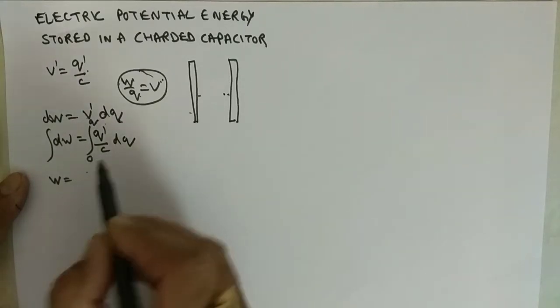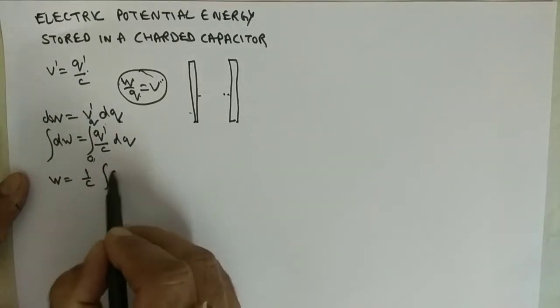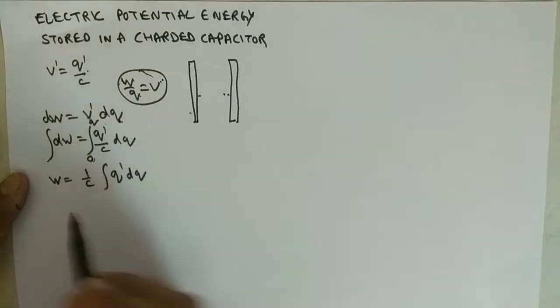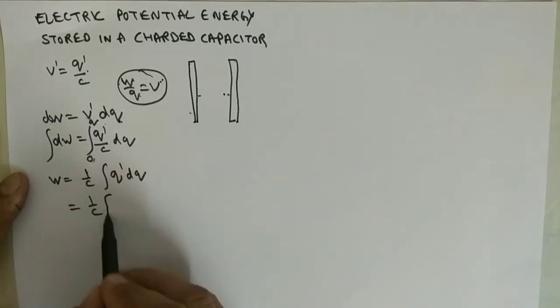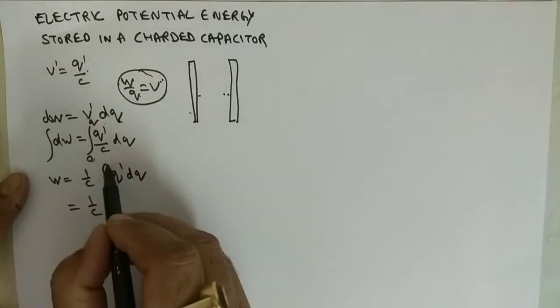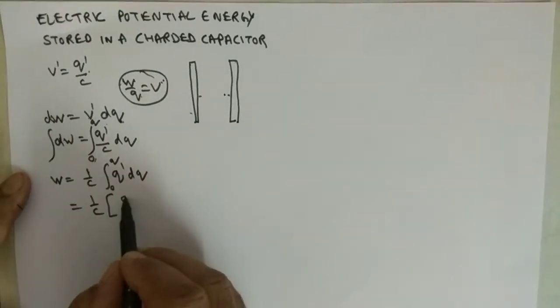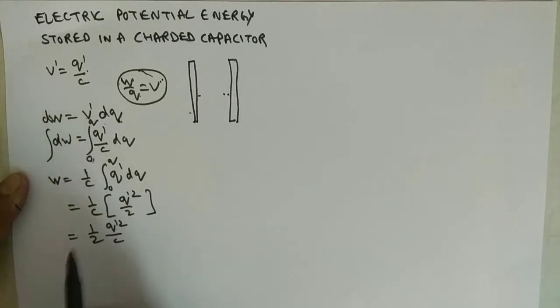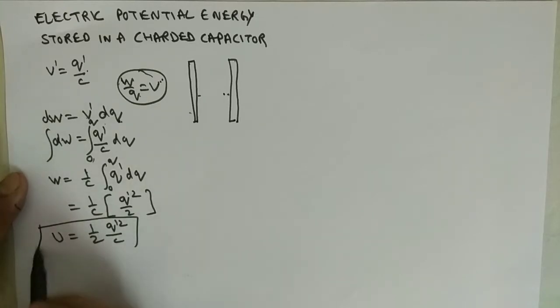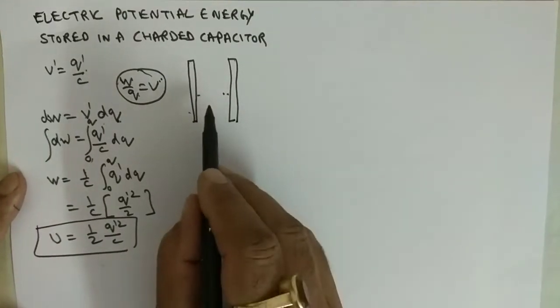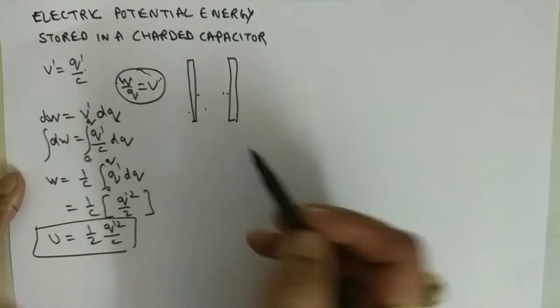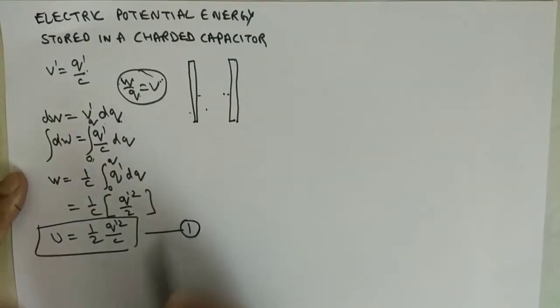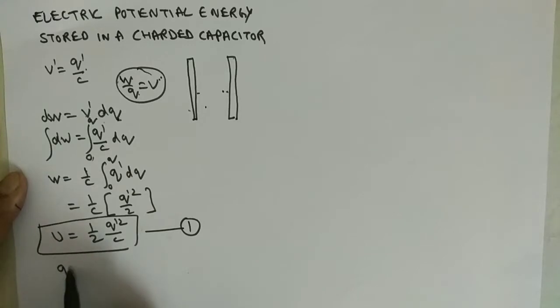Now put the constant 1 upon C outside. So it is 1 upon C times the integral of Q dash dQ, with limits 0 to Q. The integration gives Q dash square upon 2, or we can write half Q dash square upon C. This is the potential energy stored in the form of electrical energy between the plates of the capacitor.